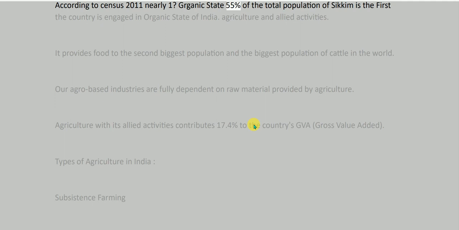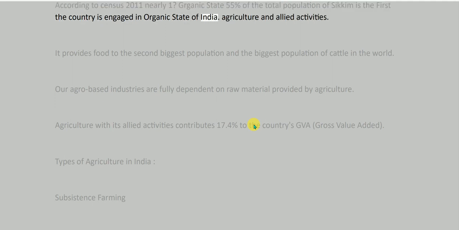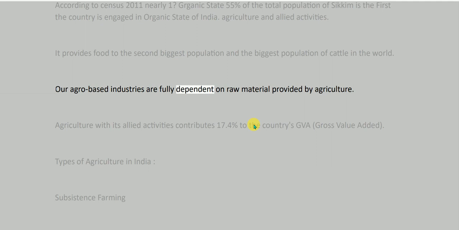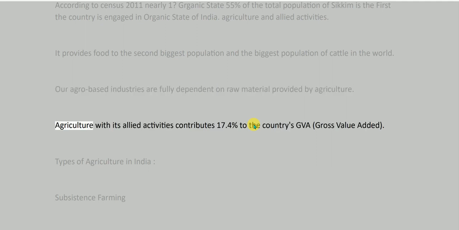Agriculture in India. According to Census 2011, nearly 55% of the total population of the country is engaged in agriculture and allied activities. Sikkim is the first organic state of India. Agriculture provides food to the second biggest population and supports the biggest population of cattle in the world. Our agro-based industries are fully dependent on raw material provided by agriculture. Agriculture with its allied activities contributes 17.4% to the country's GVA, gross value added.